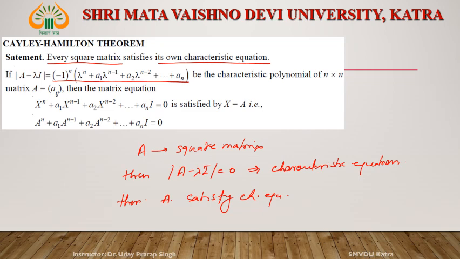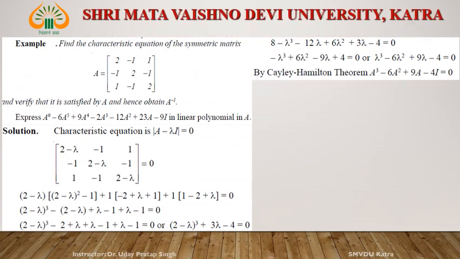the characteristic polynomial, then this equal to 0 is the characteristic equation. A satisfies this characteristic equation, right? It means if we replace lambda by A, then A satisfies this equation, and the right hand side is 0. Let us see an example. See, A is this, so that A satisfies its characteristic equation, and find A inverse.